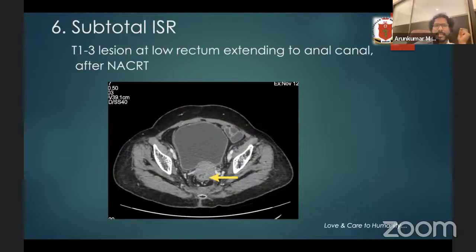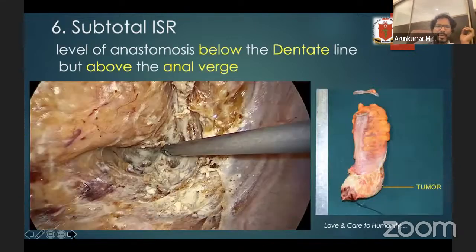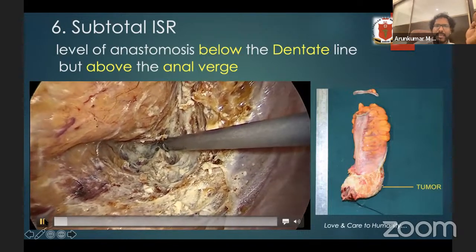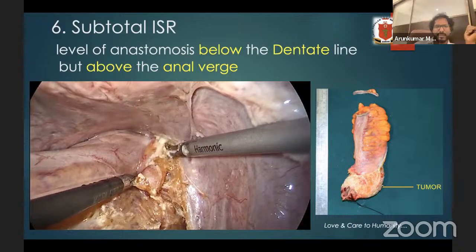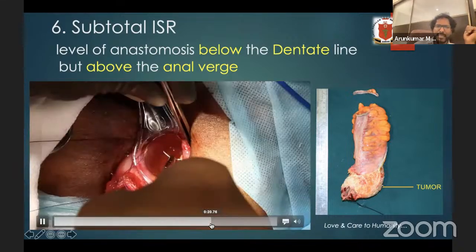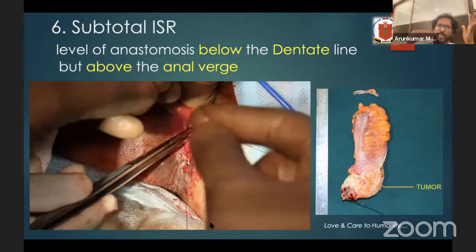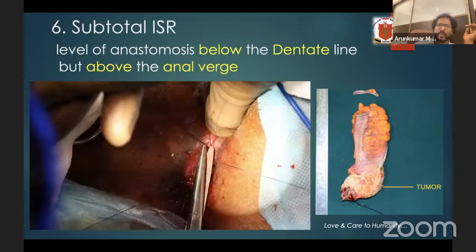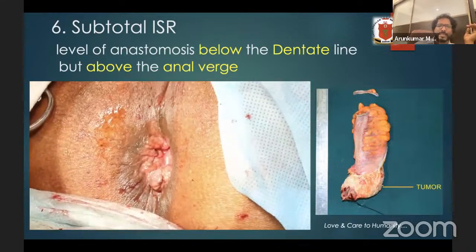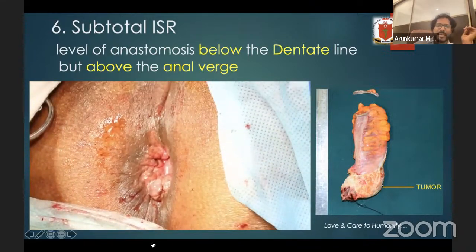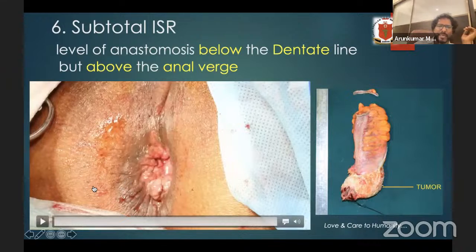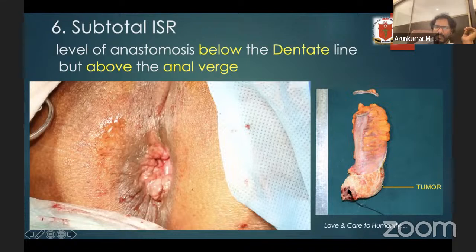When to call it a subtotal means the final anastomotic line is below the dentate line but above the anal verge. So it's practically the same. The only thing is that it's very difficult to do with staplers. Almost always it involves a hand-sewn coloanal anastomosis, between the dentate line and here we can see the perianal skin. This is the anoderm. Again, from the specimen we can see the mucosal tube with the internal anal sphincter. Only the internal anal sphincter is there at the end of the specimen.